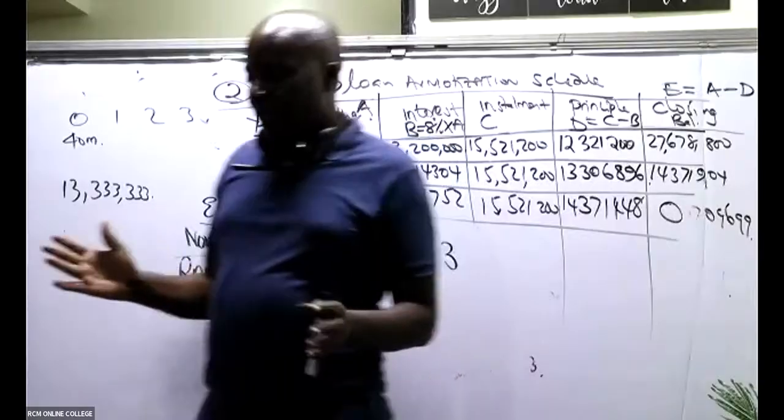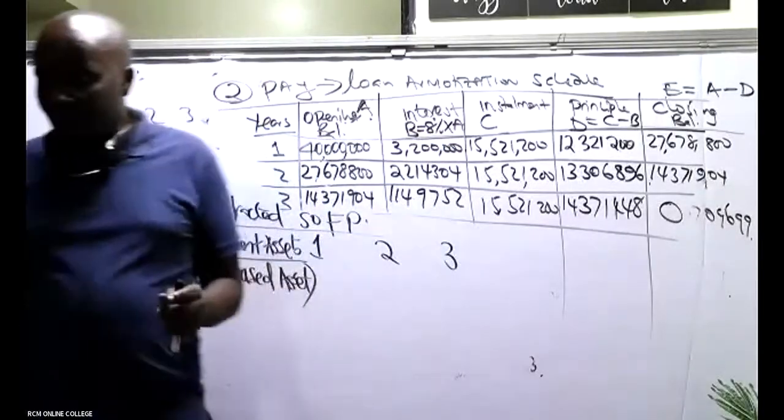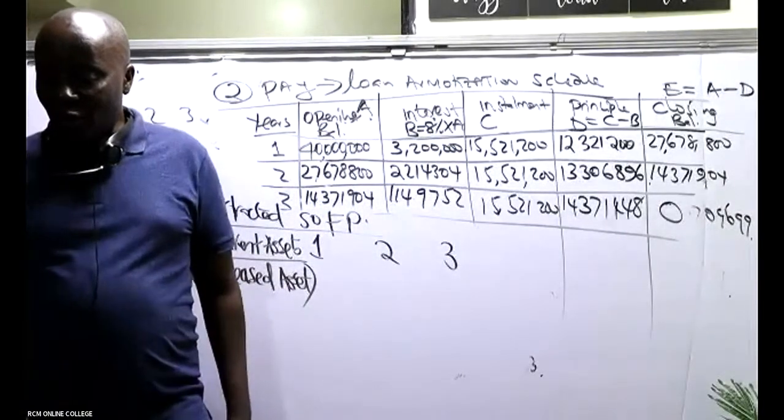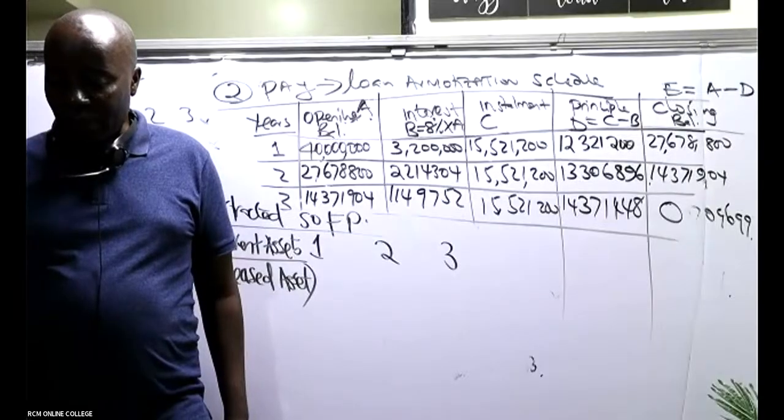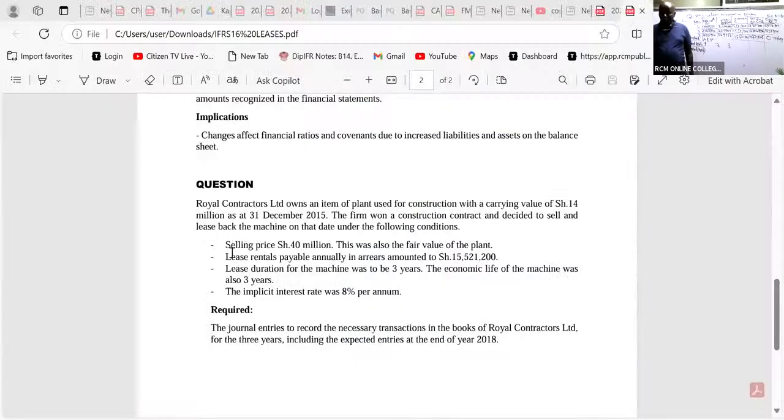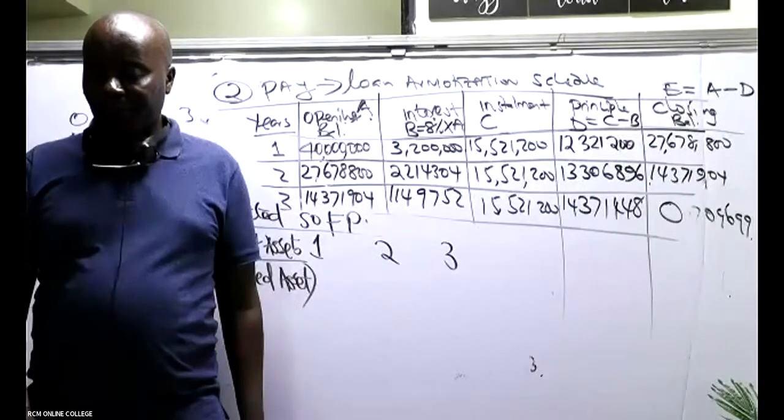That's how we got that 26. Oh, here someone has asked a question above: where did that gain on disposal come from? Thank you very much, Irene, for jumping in. Remember, we were told that this thing was sold for 40 million, and yet it had a carrying amount of 14. Look at that gain: 40 minus 14, which gave us 26.